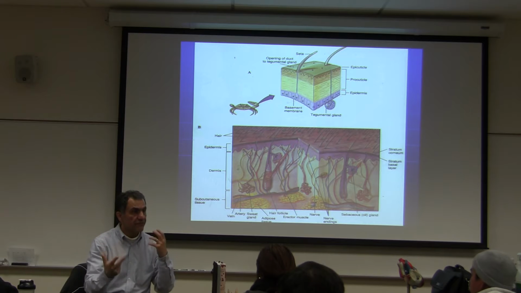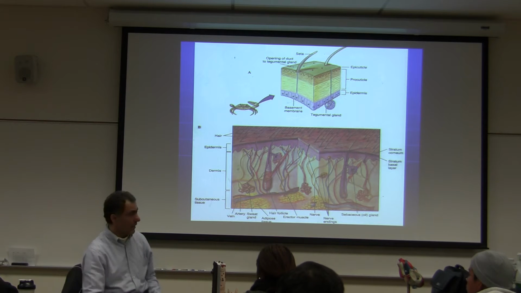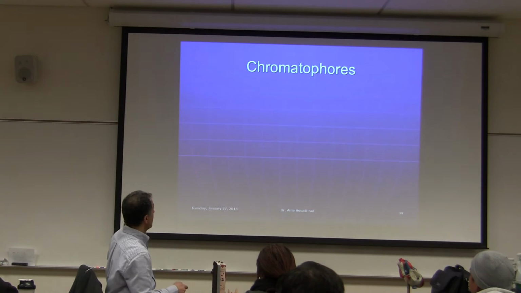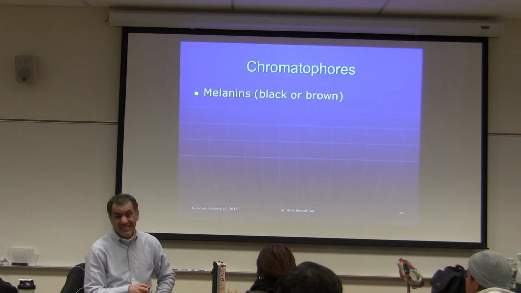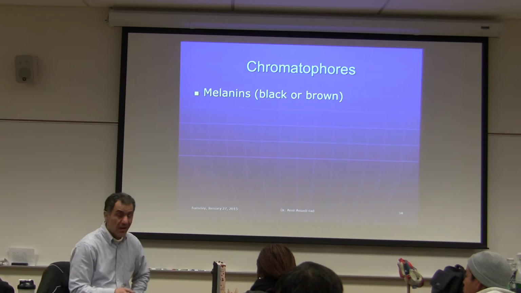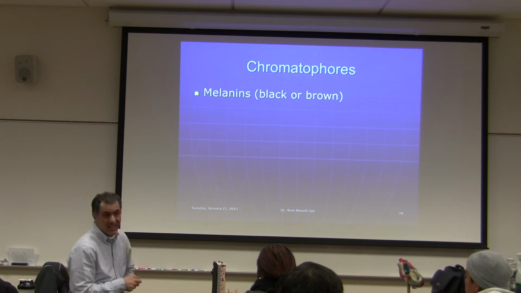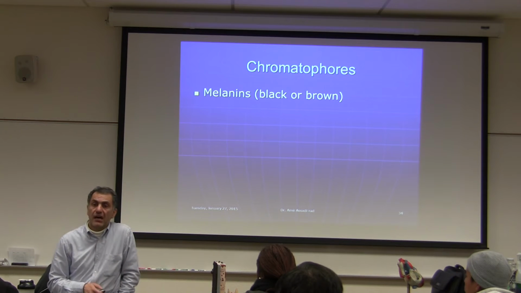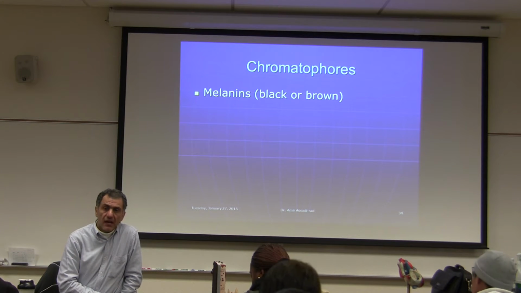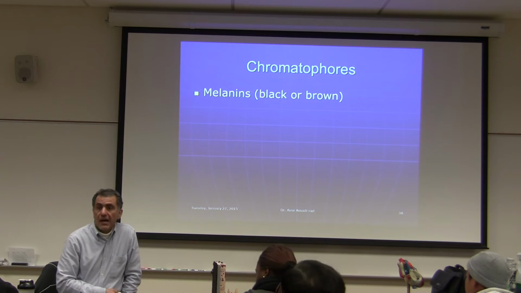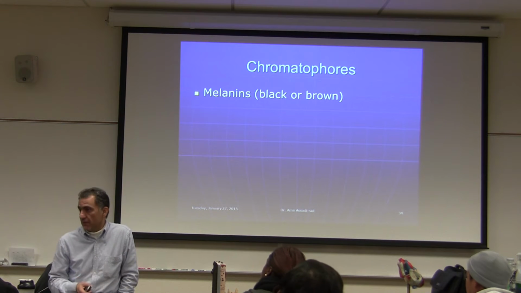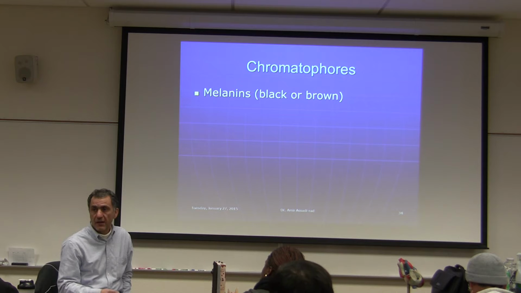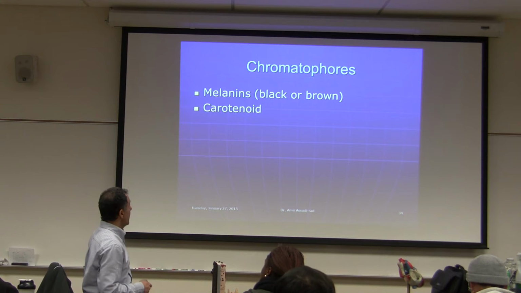It's just a defense mechanism toward the whole entire animal. Anyhow, the pigments in the skin, there are a variety of them. One of them is melanin. Melanin is the most common pigment, which is black or brown pigment in the animal kingdom. Okay, we do have a lot of melanin in our skin.